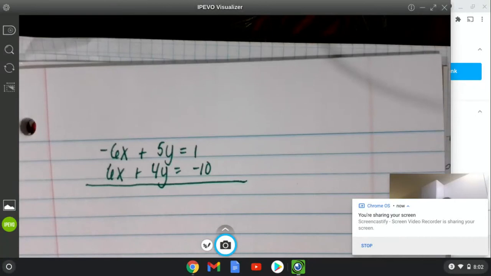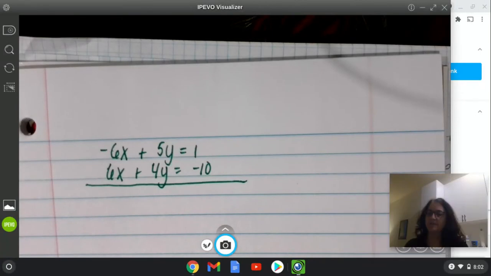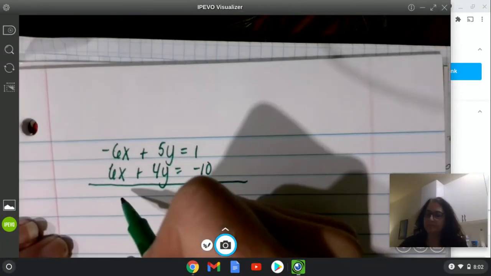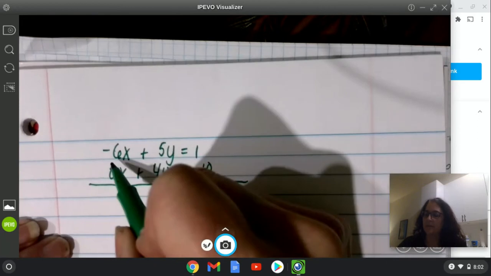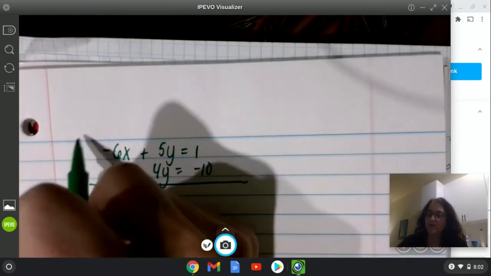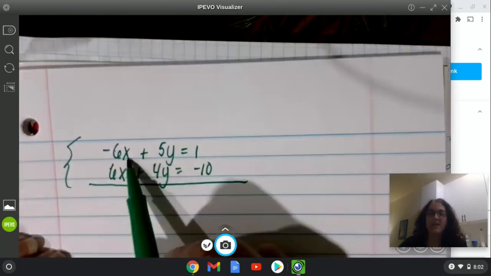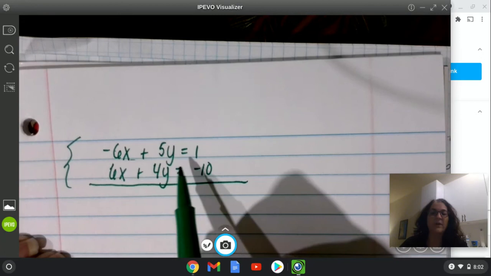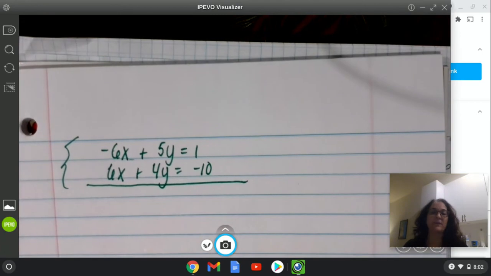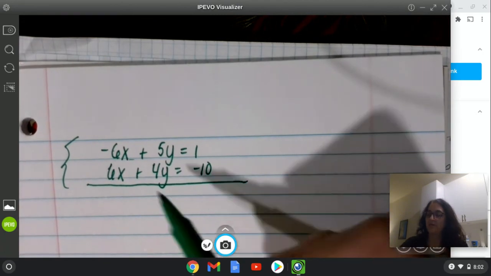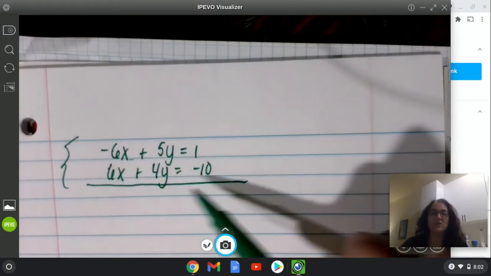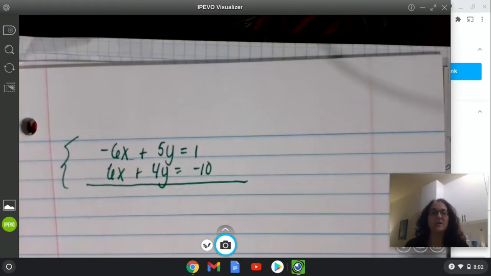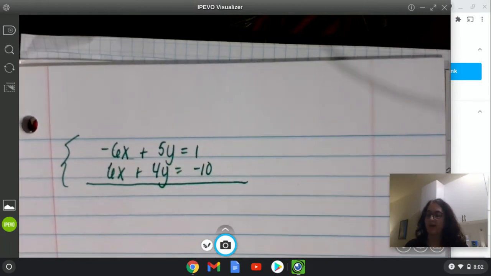So here's a second example of solving a system by elimination. If you remember, I said in order to solve a system of equations, you can't solve when you have two variables, so you have to eliminate one of the variables. In order to eliminate a variable, I need to have the same variable with the same coefficient, one positive and one negative, so they will cancel each other out.